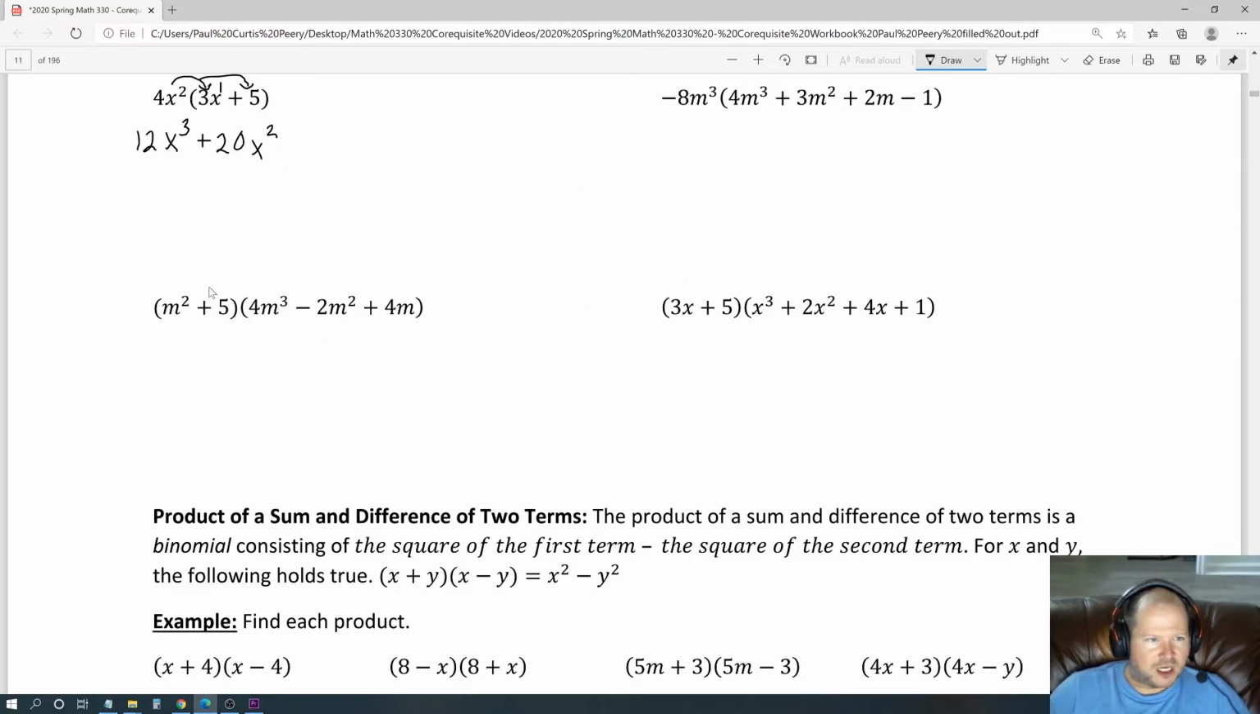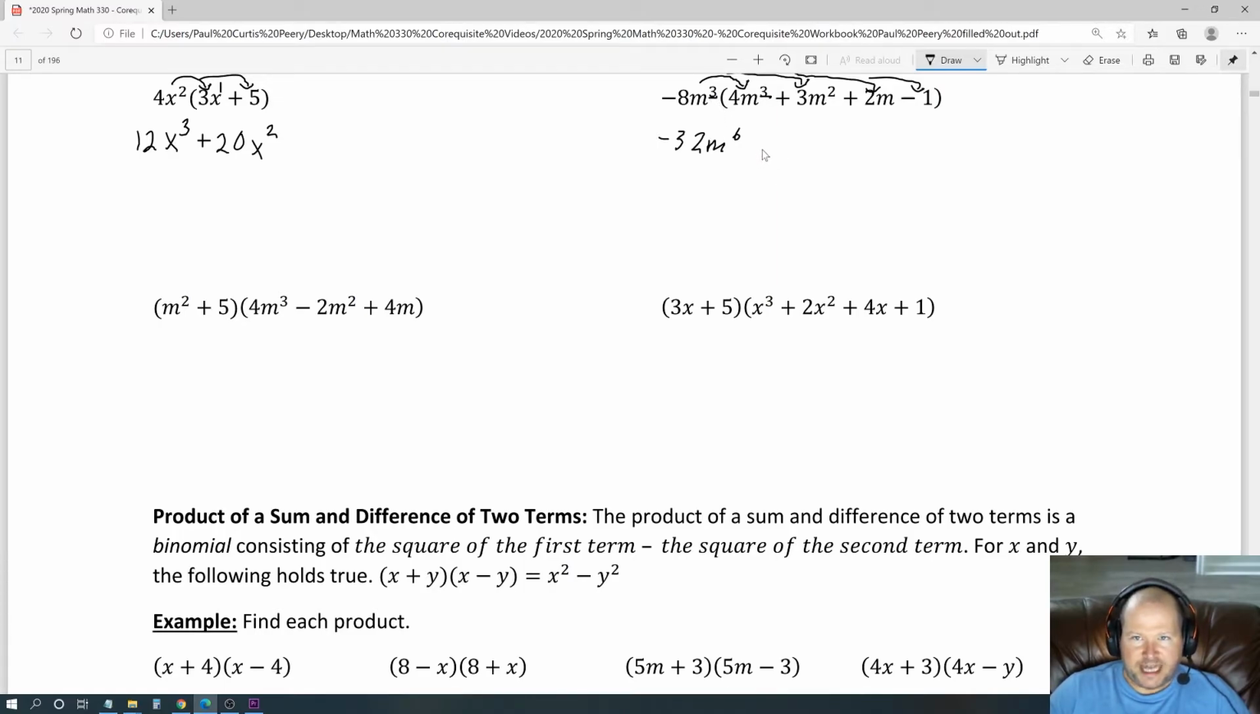Okay, so let's try another one. This is a little bit longer. It's okay. If you're distributing one term into parentheses, you just multiply everything within the parentheses by the other term. It doesn't matter how many terms are within the parentheses, you just hit each of them once, right? So for instance, negative 8 times positive 4 is a negative 32. And m to the third times m to the third, 3 plus 3 is m to the 6, right?